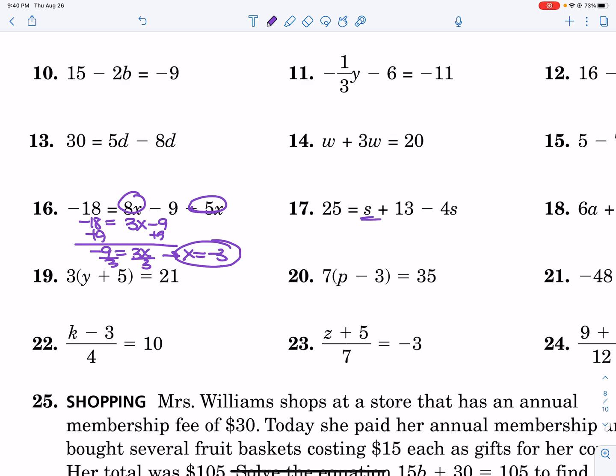My s here and my s here. So I have 25 is equal to negative 3s plus 13. Subtract both sides by 13. So I get 20.